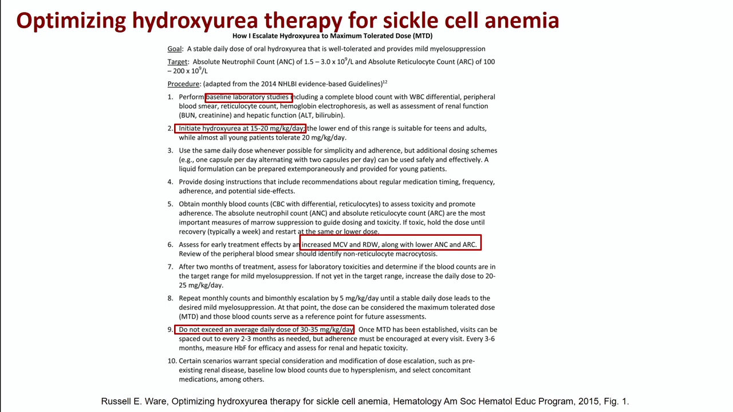And then you titrate it up accordingly until you reach the maximum tolerated dose, which is the dose at which your neutrophil count is approaching 2,000. So you're inducing a mild neutropenia. And then you technically should not exceed a dose of 30 to 35 milligrams per kilogram per day of hydroxyurea in an adult. In children, it's quite different.